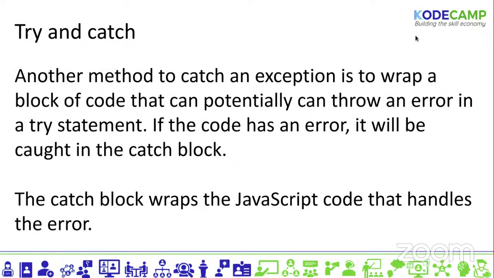So another method to catch an exception is to wrap a block of code that can potentially throw an error in a try statement. If the code has an error, it will be caught in the catch block. And the catch block wraps the JavaScript code that handles the error. Of course, I guess we already saw how try and catch plays out.